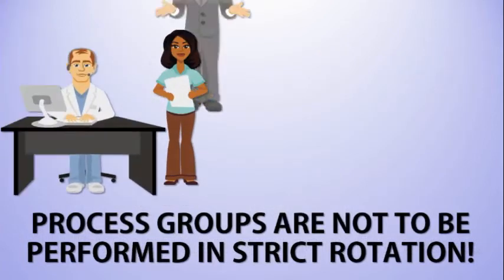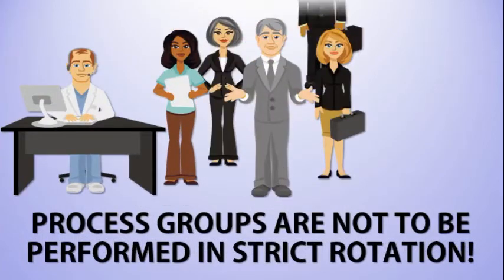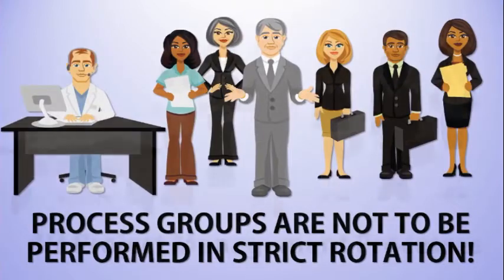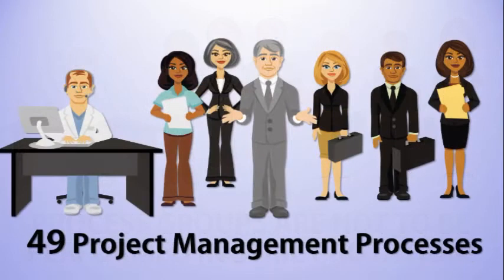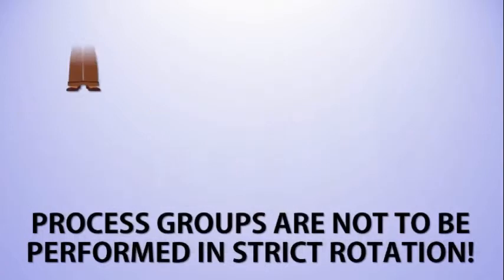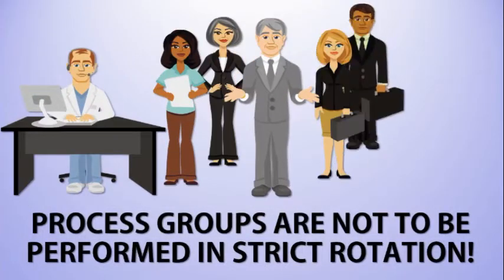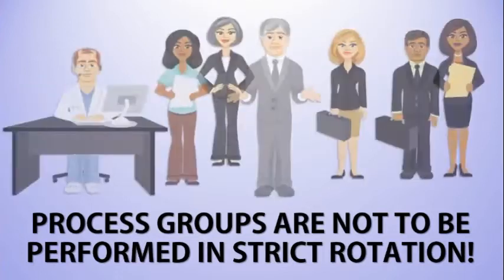These process groups are not meant to be done in linear rotation. Some people read the PMBOK guide and they go through the order of the chapters and they think project management is meant to be in that fashion. No, it's not. Project management is extremely situational, dynamic, and iterative. For that reason, do not think of the processes as being in any strict order.